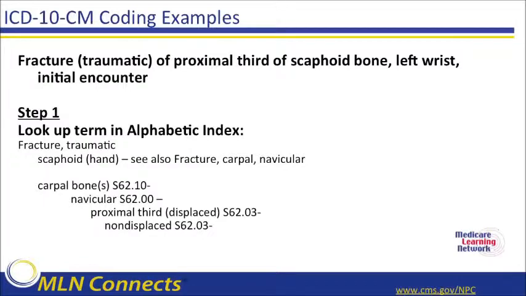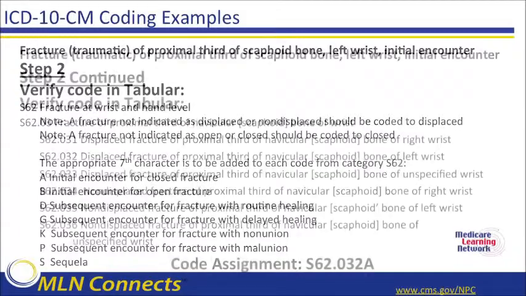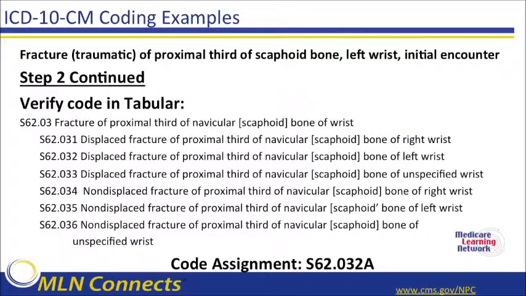When you look up S62.03 in the tabular, you will first notice two notes under S62 stating that a fracture not indicated as displaced or non-displaced should be coded to displaced, and that a fracture not indicated as open or closed should be coded to closed. You will see that there are 7th characters that apply to the S62 codes. Therefore, as shown on slide 26, there are more characters to the correct code assignment than the 5 characters shown in the index.